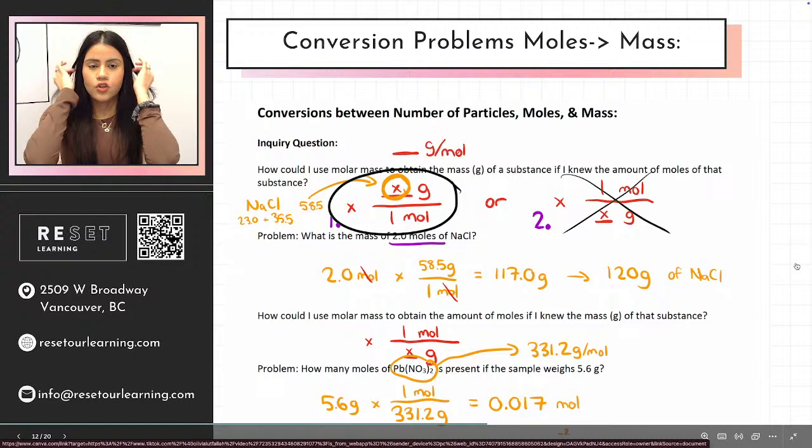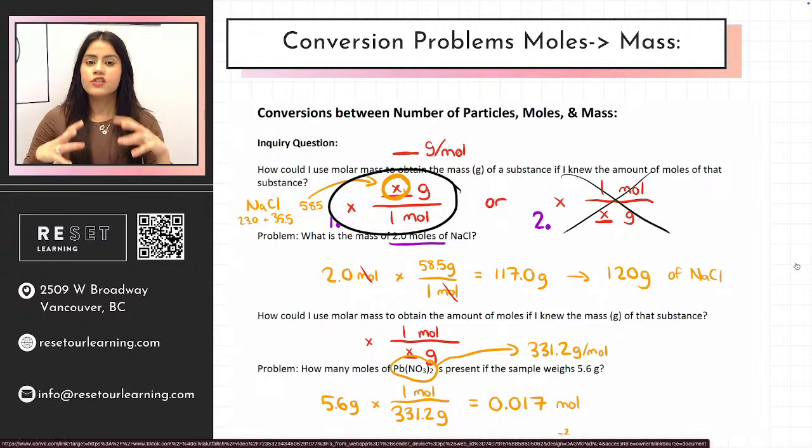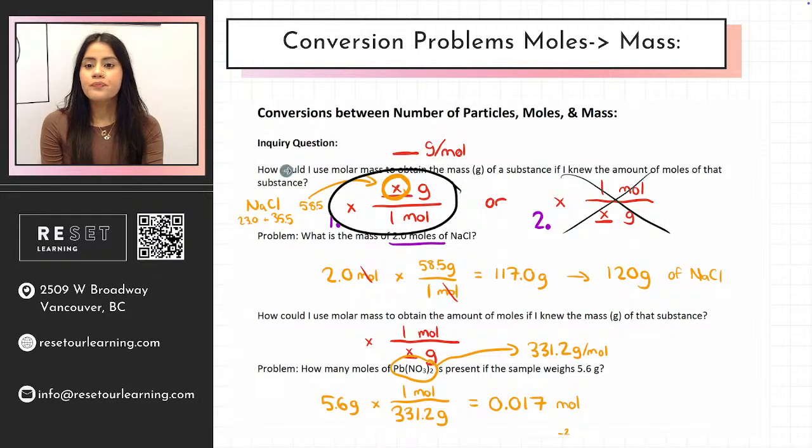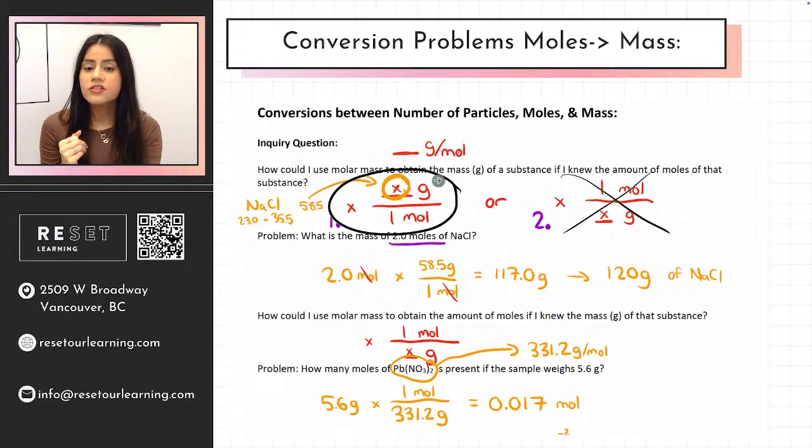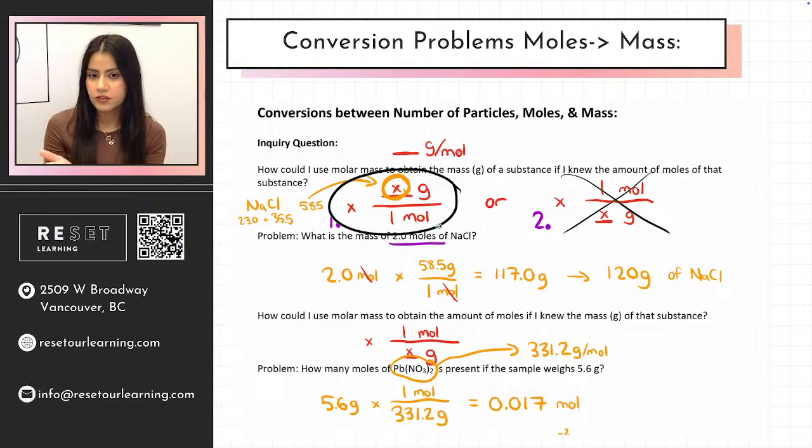Now, I talked about molar mass. We will actually be using molar mass really heavily for this section. So how can I use molar mass to obtain the mass of a substance if I knew the amount of moles of that substance? If I want my mass, it is my desired. My mass will always be in grams. For my conversion fraction, the gram will always have to come on my numerator, which is on the top of the fraction, and mole will always come on the bottom because we're trying to cancel out that unit.